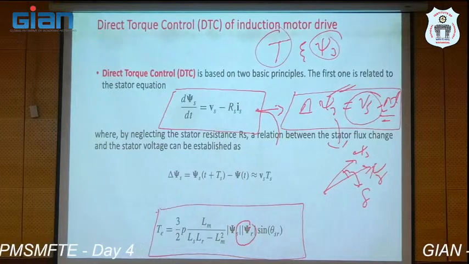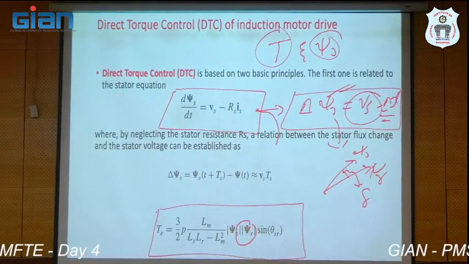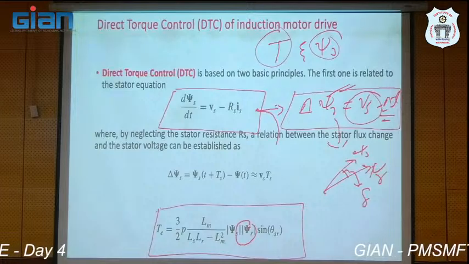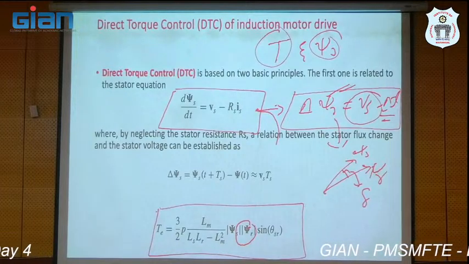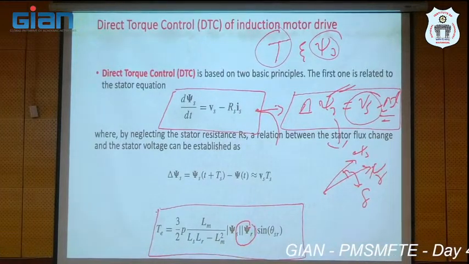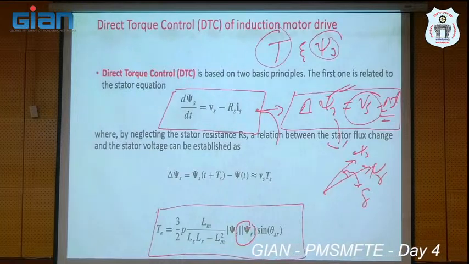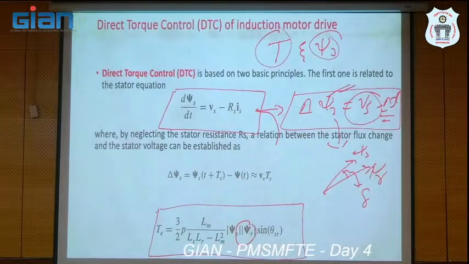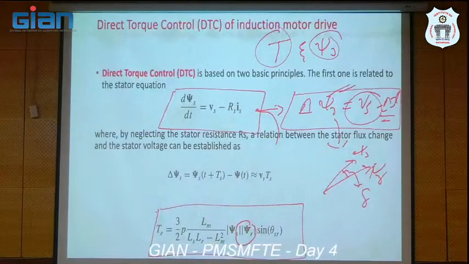Clear? How we are going to control the delta? Based on that, we can decide the performance of the torque profile. The torque profile completely depends on how you are regulating the delta, which is so important. Clear? Now the question is how we can control the torque by using this equation.